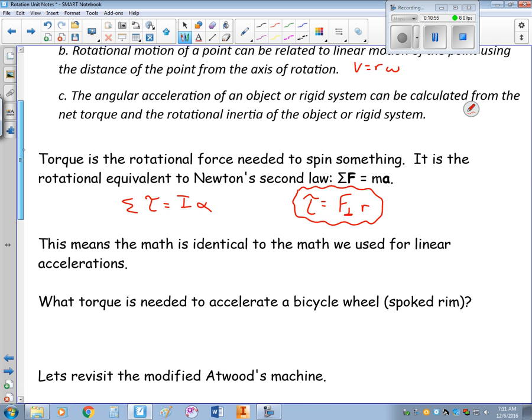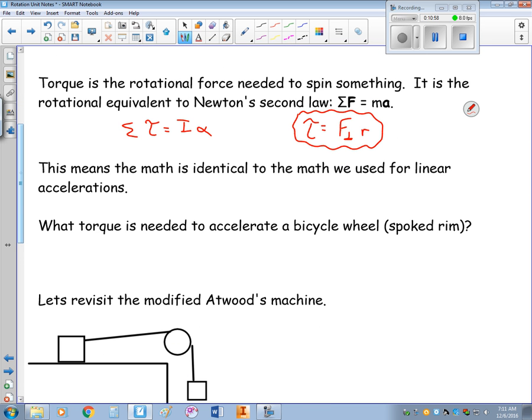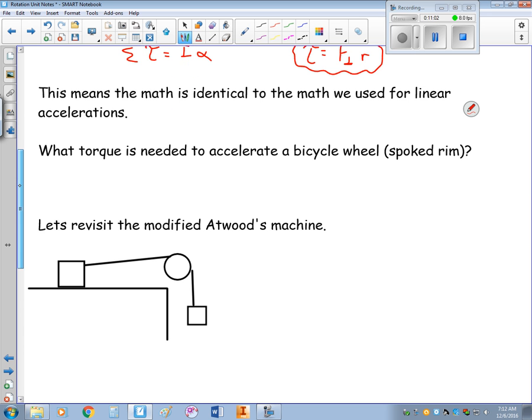So what this means is that the math we use is identical to the math for linear accelerations. For example, what torque is needed to accelerate a bicycle rim if I'm modeling it as a spoked rim? Well, the net torque equals I times alpha. For a spoked rim, the moment of inertia of a rim is mass times radius squared. So the net torque needed would be mr squared times alpha.